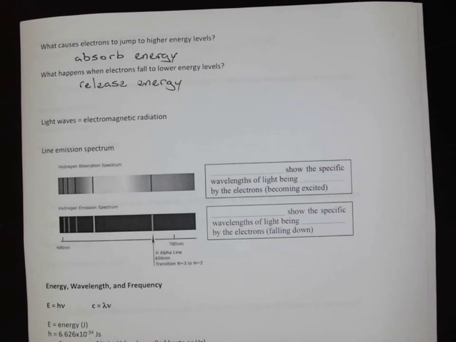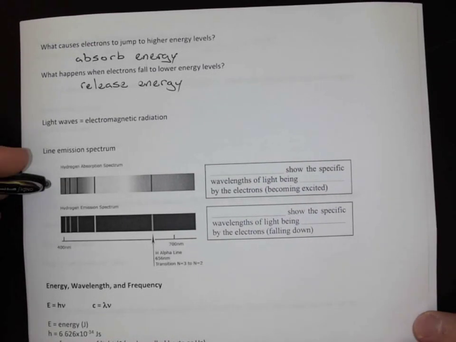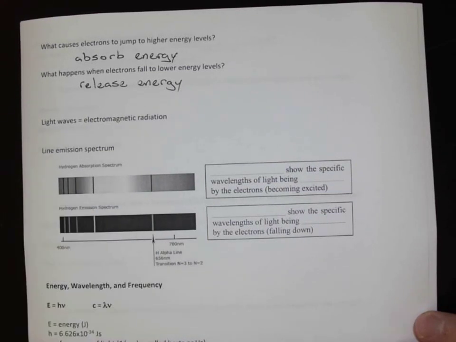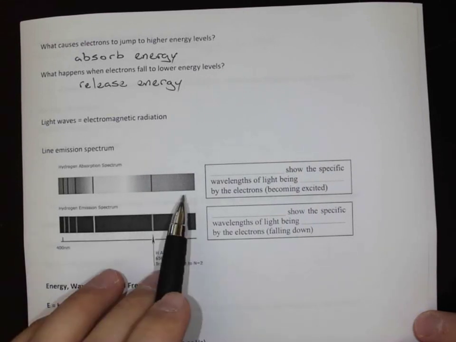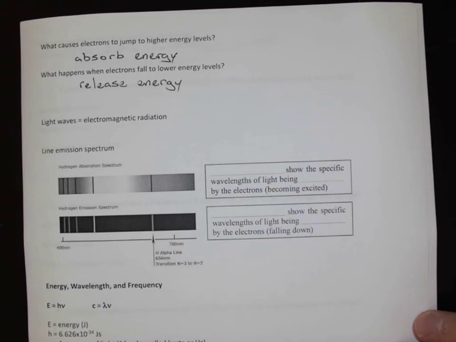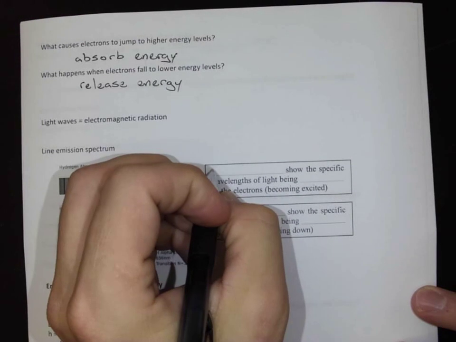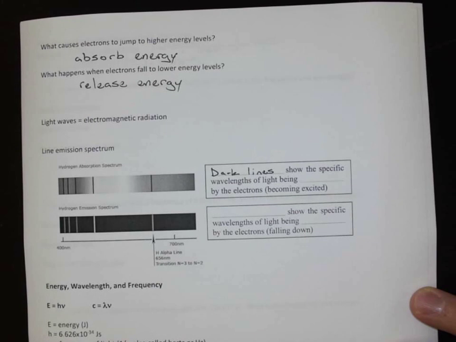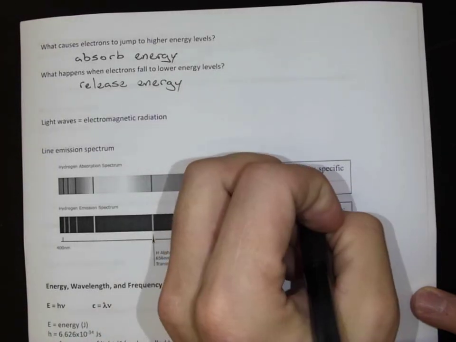So when we think about this, we can see here a hydrogen absorption spectra, where if we were to have just a hydrogen atom, it would absorb light in five distinct areas within our visible light range, okay? So this is our visible light range, and you can see these black lines are where hydrogen is absorbing that energy, okay? So the dark lines show the specific wavelengths of light being absorbed, okay?